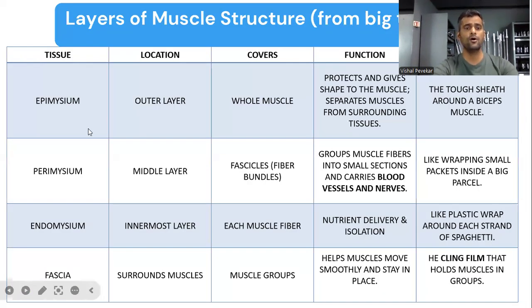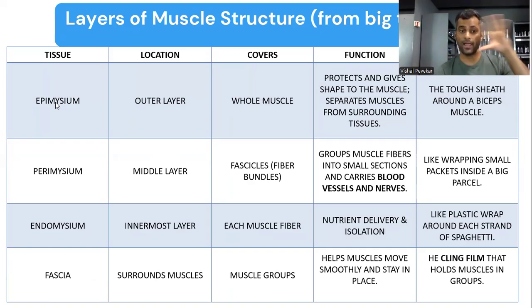Now if you go layer by layer, you have your tissue as epimysium, which is the outer layer that covers the entire muscle, right? Its function is to protect and give shape to the muscle, and also separate muscles from the surrounding tissue, which is important for the muscle to be protected, right? It's a tough sheet around all the muscles, right?